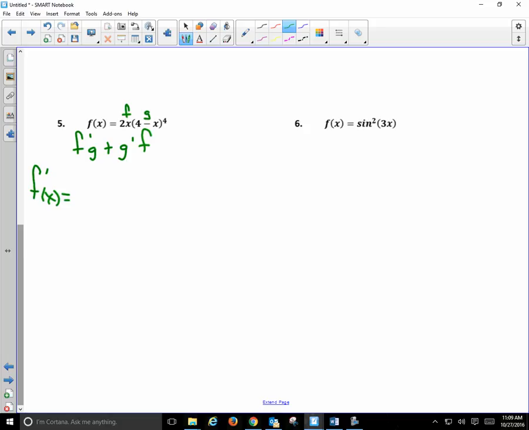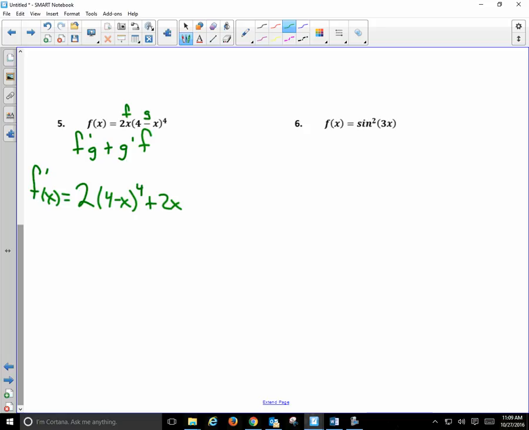What is f prime? Times g, which is 4 minus x to the 4th power. Instead of writing g prime, I'm going to write f right away, so plus 2x. And then I have to do g prime. How do you find g prime? I need the derivative. Yep, chain rule.